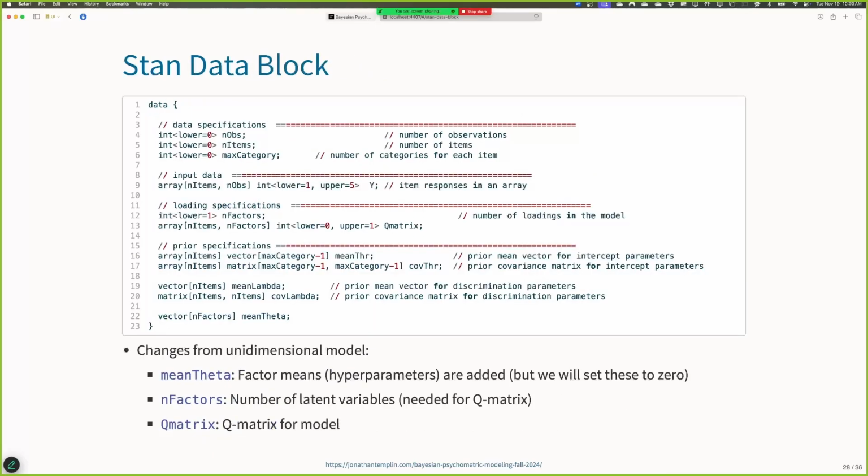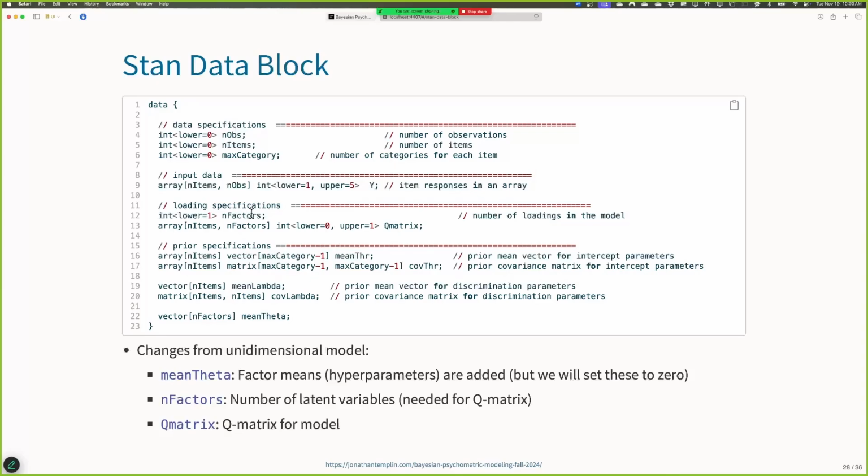The data block. Things that are the same: observations, items, and the maximum categories per item. Remember, in a graded response model, we have to tell it how many categories we have. Y is the same. Again, it's an array. An array has to have integers, and this is Likert data, so the lower bound is 1, the upper is 5. I set that in there.